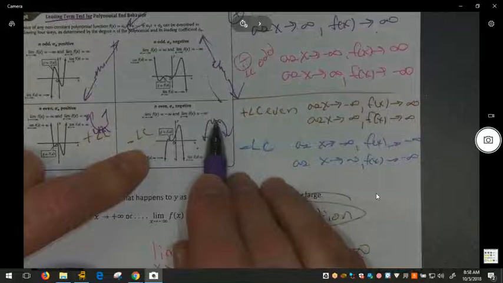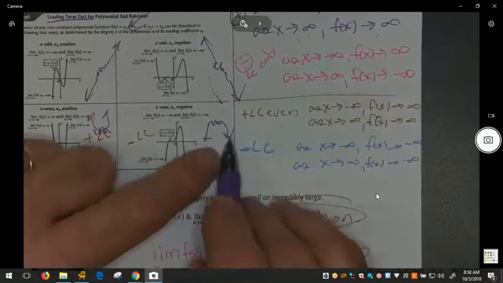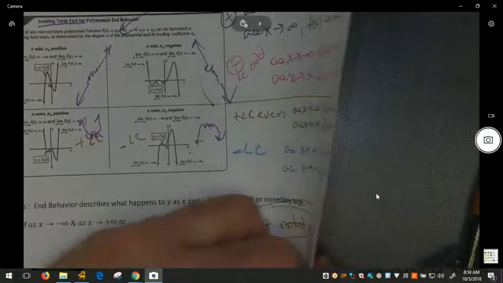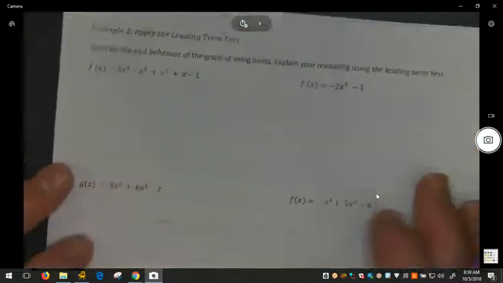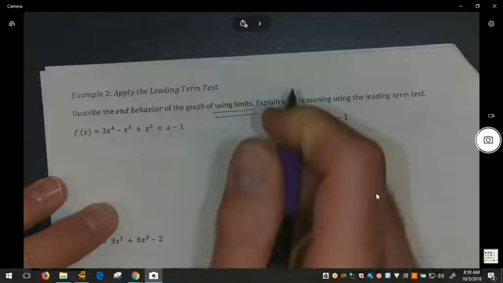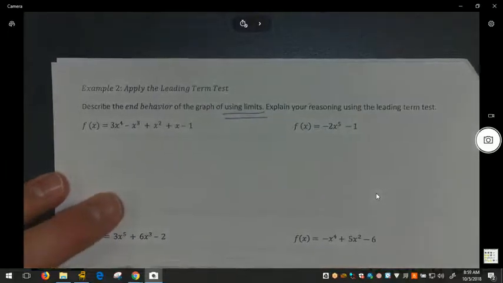If it's negative for even, you think of a parabola that opens down. You don't care about the twists and turns in the middle. That's what we care about when we're looking for the x-intercepts and turning points. But the end behavior behaves much like a parabola or quadratic function. So let's take a look at some quick examples. Describe the end behavior of the graph using limits. So we're supposed to use limit notation. Explain your reasoning using the leading term test.